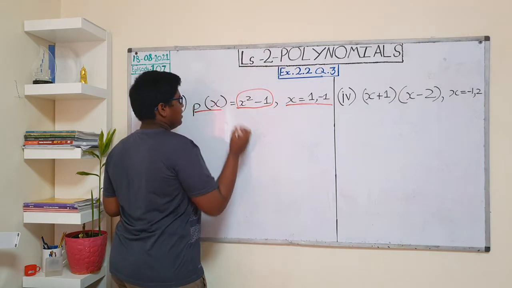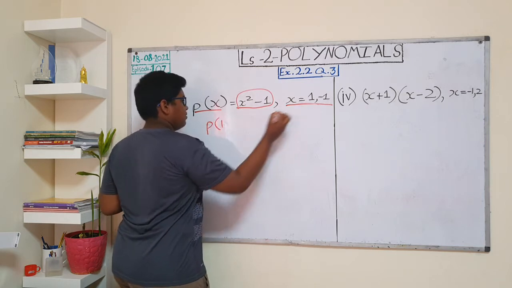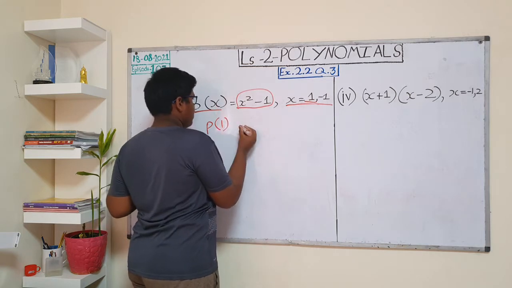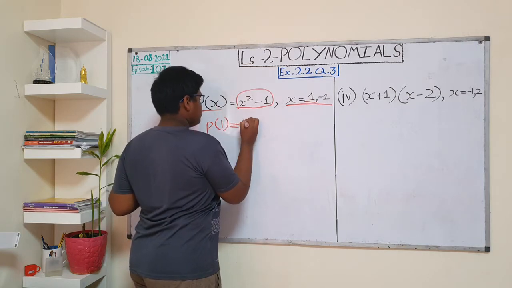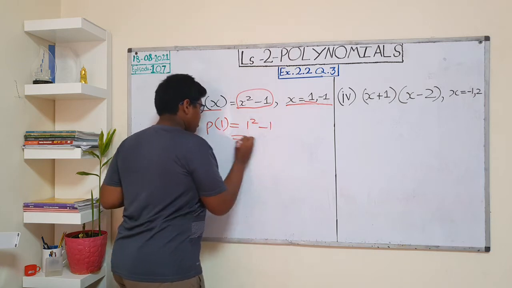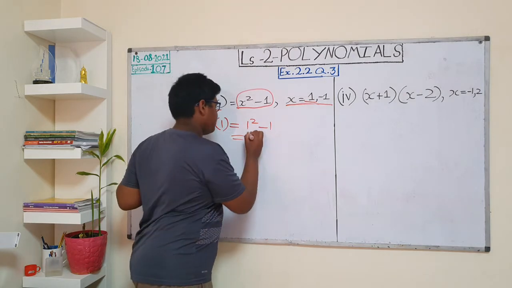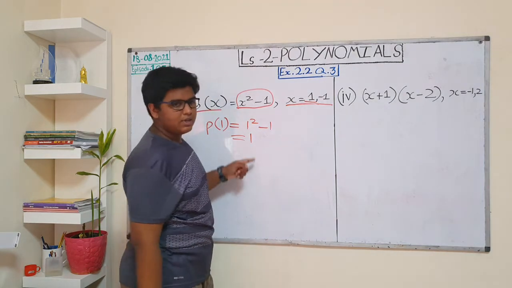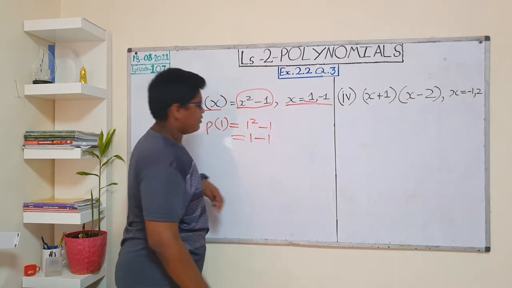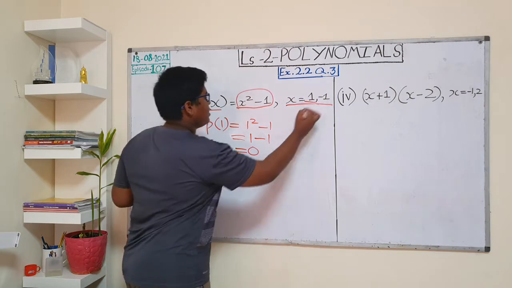So P of x is x squared minus 1. First we will take P of 1, then we will take minus 1. So P of 1 equals 1 squared minus 1. Now 1 squared is 1 into 1, so that is 1. Then minus 1. So 1 minus 1 is 0, right? We can tell that this is 0. Okay, then let's take minus 1.